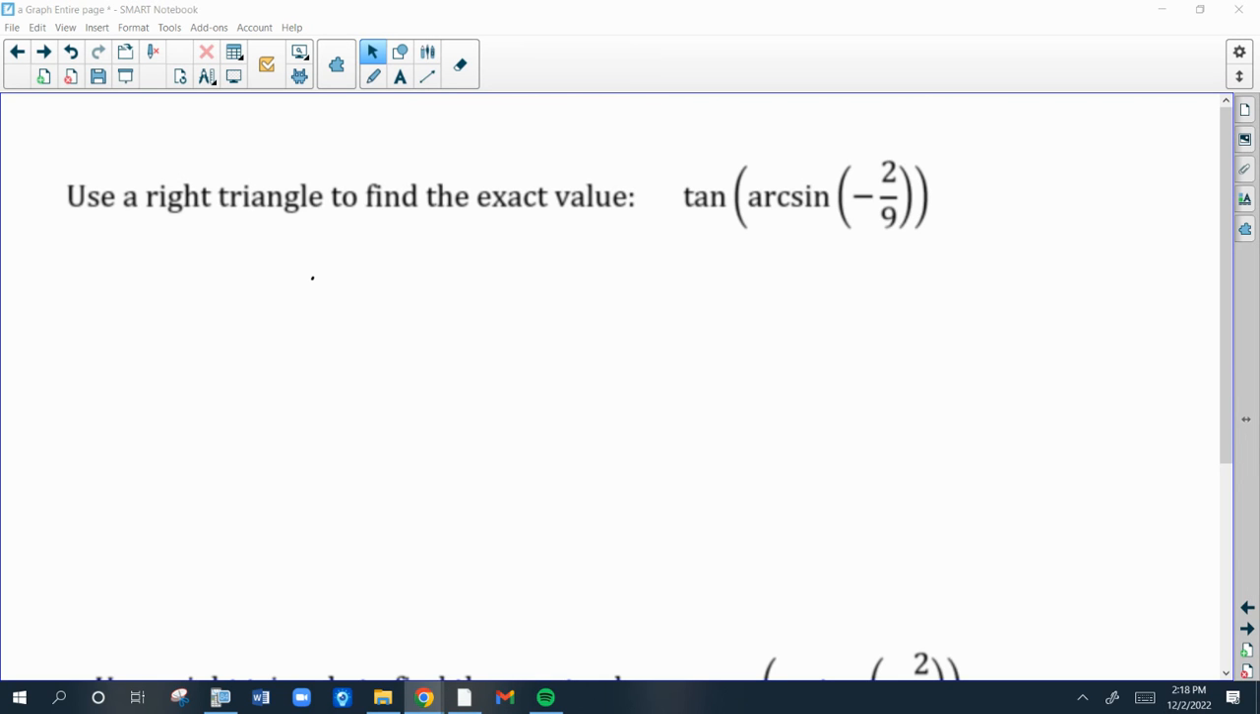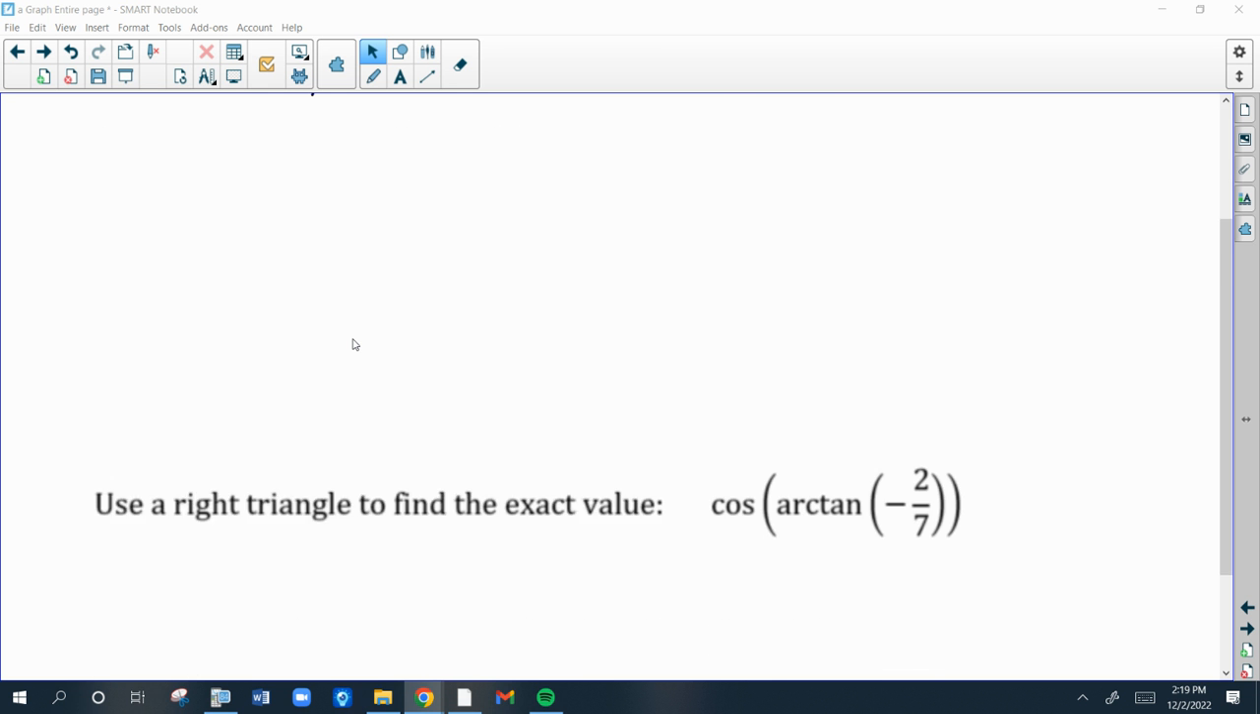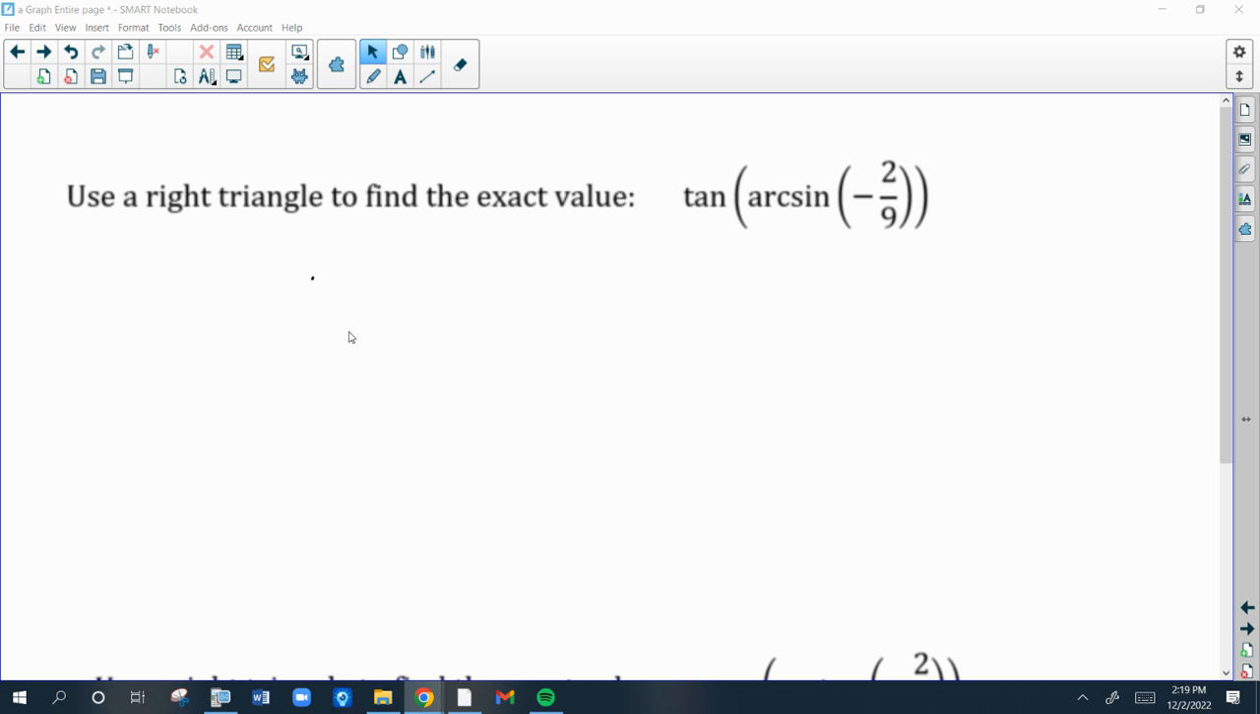We're going to find the exact value of this composition function. It's a regular trig function composed with an inverse trig function. We're going to do two of them, so stay around for both of them if you'd like. And we're going to use triangles to do this.